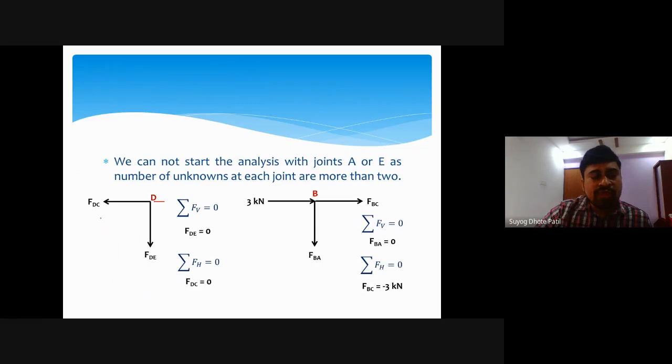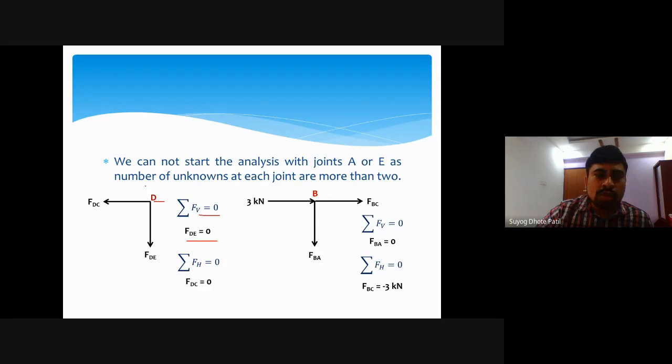So we will apply the two basic equilibrium equations: summation of all the forces in the horizontal direction equal to 0, and summation of forces in the vertical direction equal to 0. First of all, apply summation of all the forces in the vertical direction equal to 0. By applying this we can say FDE is equal to 0 straight away.